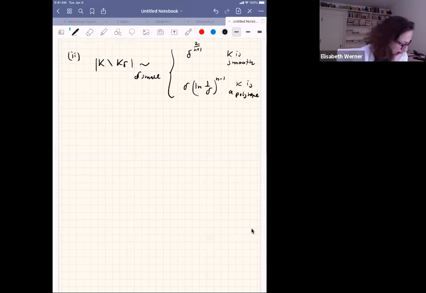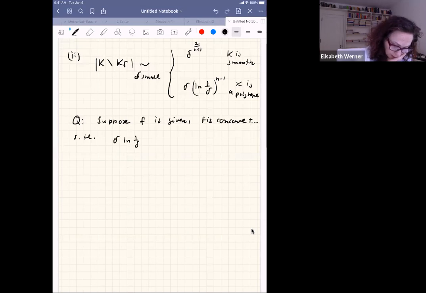Then a question. Suppose we have a given function f, and f is concave, and maybe has other properties such that it sits between delta ln 1 over delta to the n minus 1 and this one.